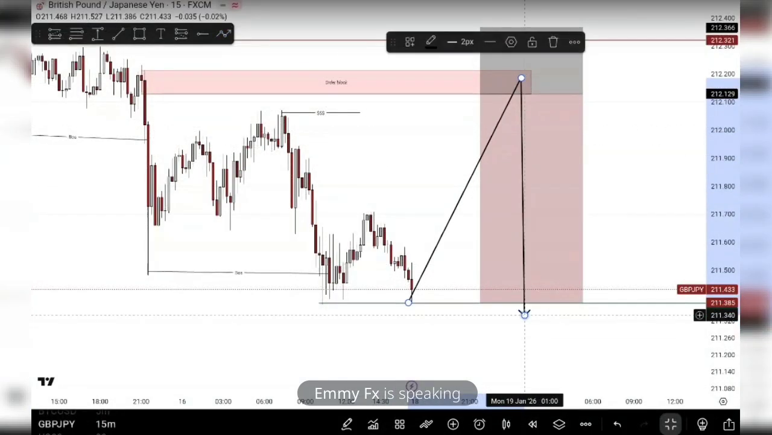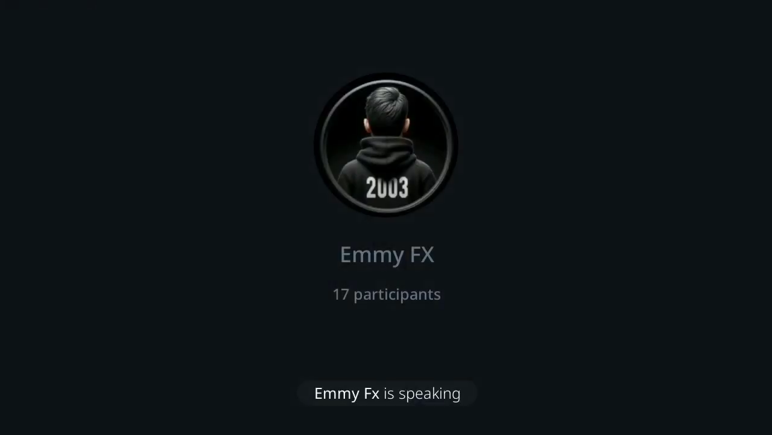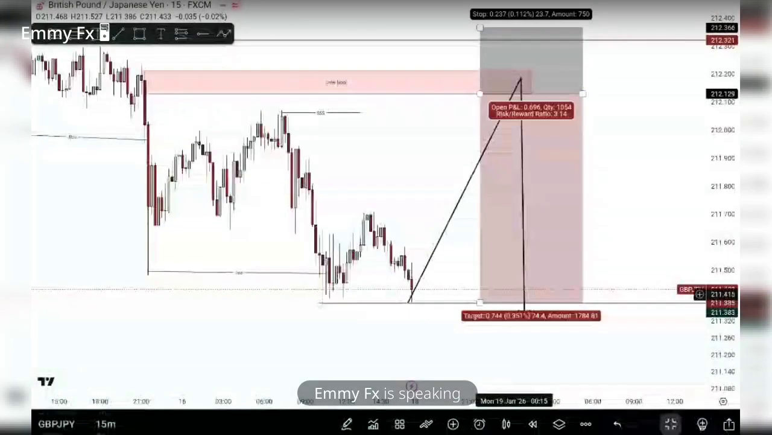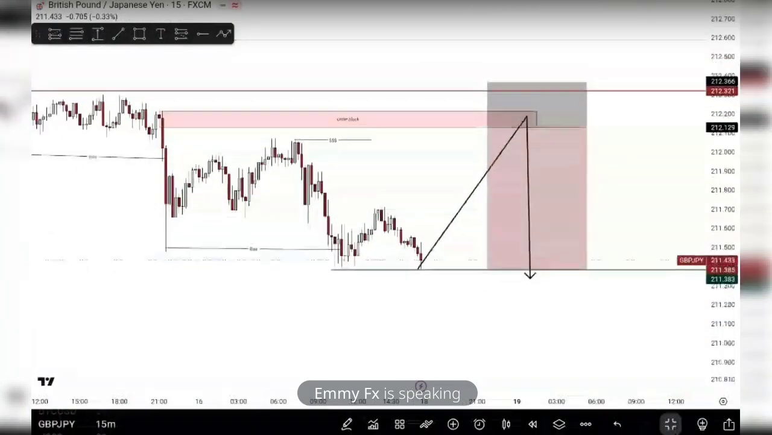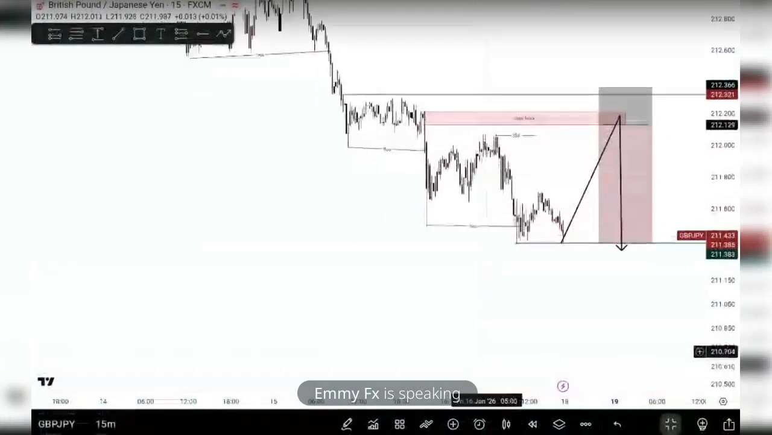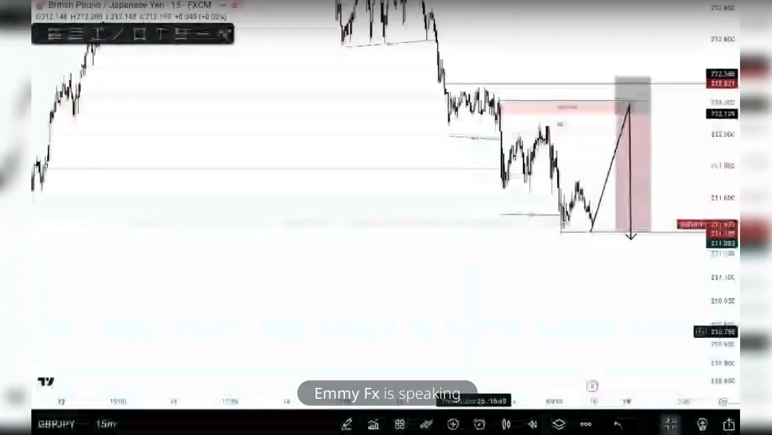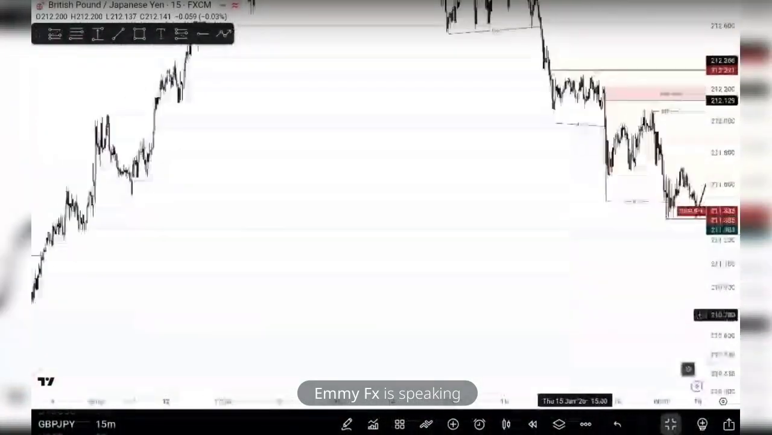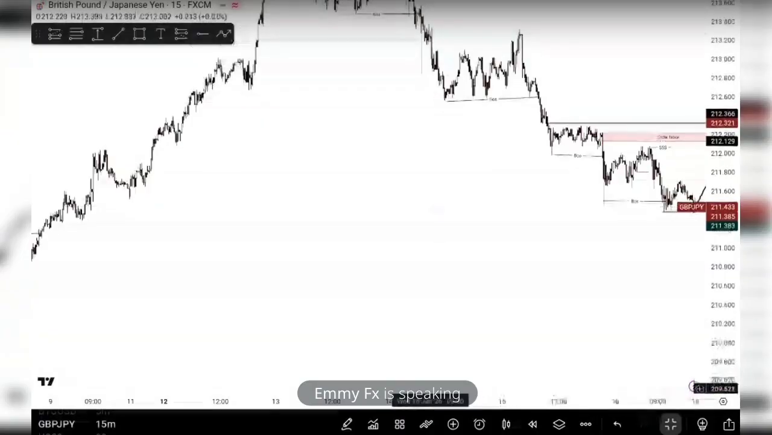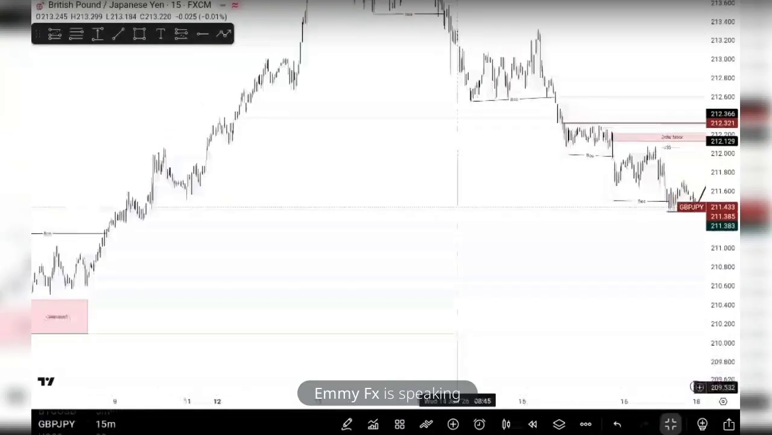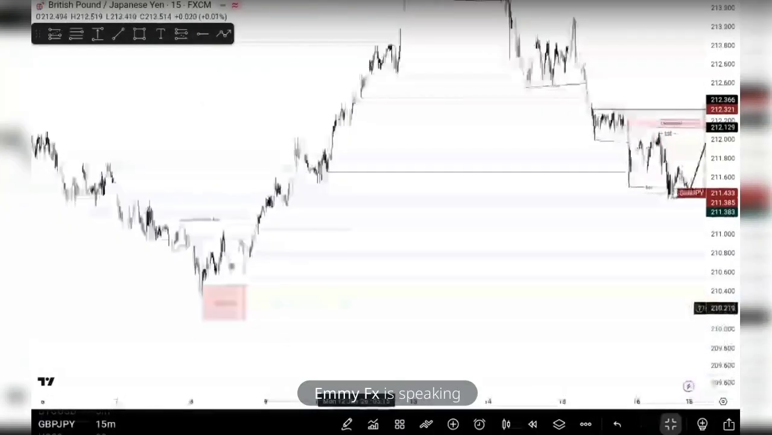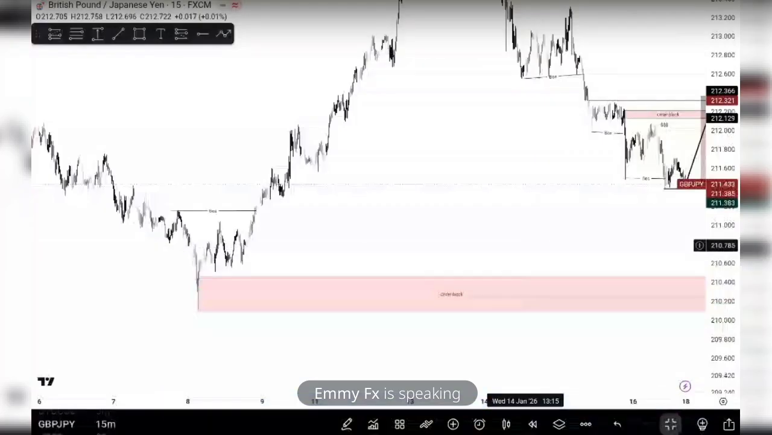So this is going to be the analysis on this particular pair. We need the market to give us a move, all right? You can be nurturing your trade. Me personally, if I want to look for a buy, I'm going to look for a buy at this spot, with confirmation.